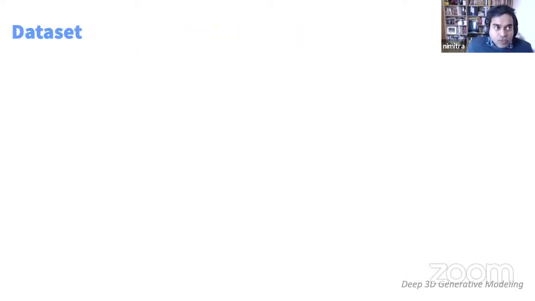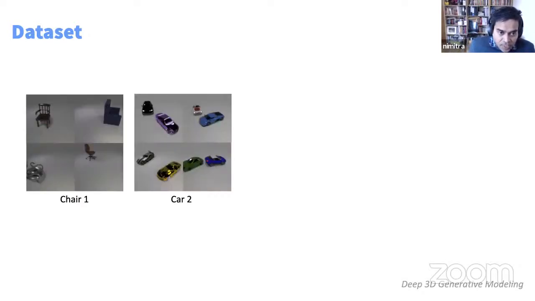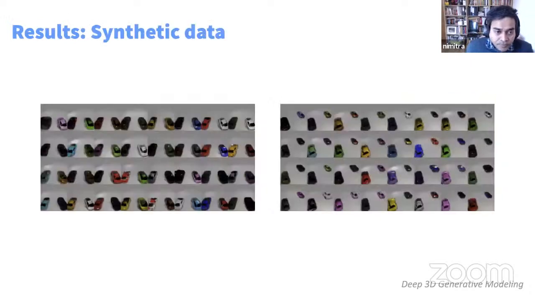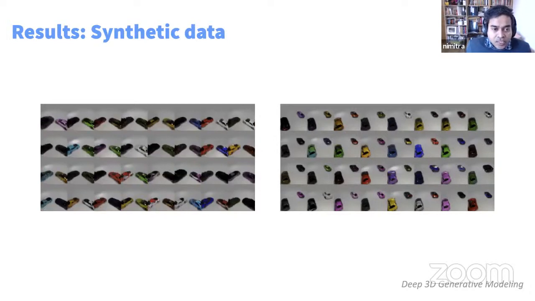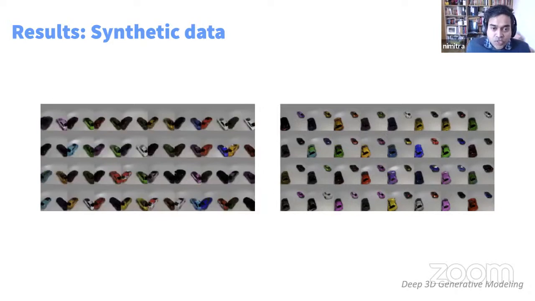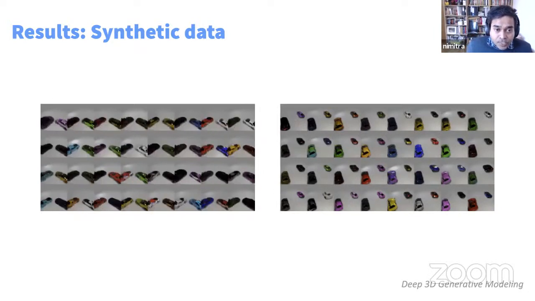Let's look at how this would look on different data sets. We have a synthetic data set of chairs, a synthetic data set of cars with highly specular cars on the CLEVR data set, and we have natural images of cars. Note that we have very small images, because that's what we can handle so far, 64 by 64. So on synthetic data set, we can allow rotations, as you see on the left. Each object has an individual rotation handle. In this work, we assume we know the number of objects.